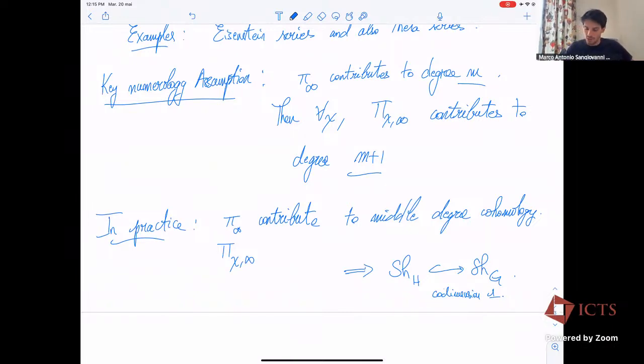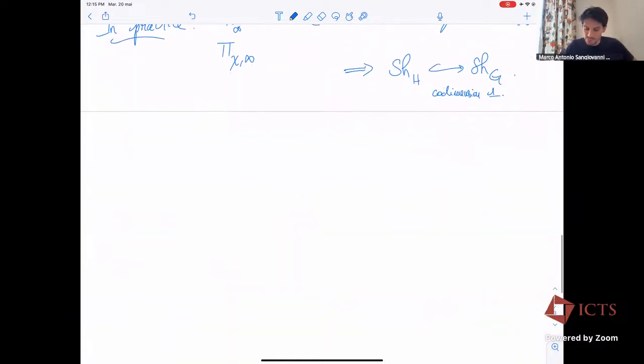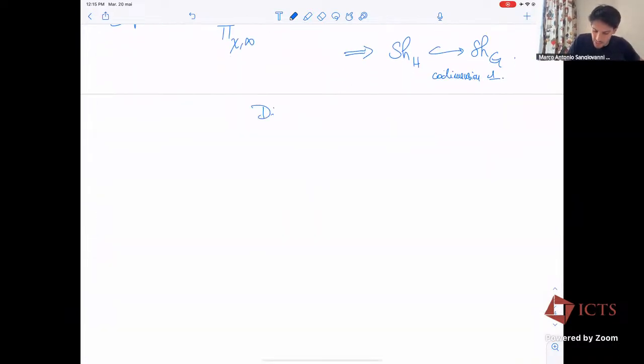then we're in business to try to construct the Euler system. Okay, so now I will explain the method in the following diagram.